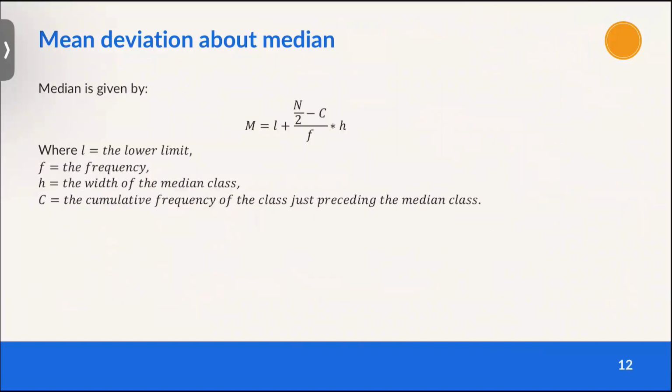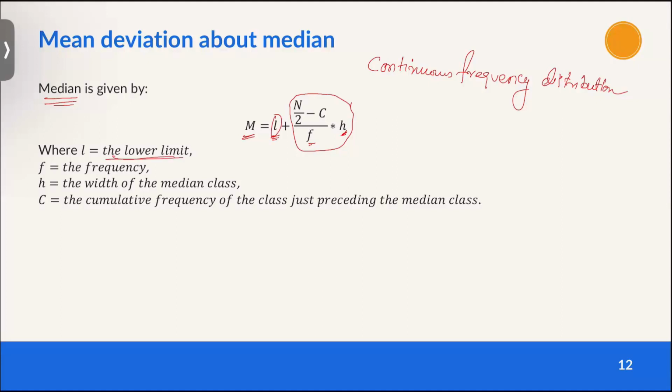So we'll see one example of how to calculate the mean deviation about the median of the data. You see, this is the formula to calculate median for a continuous frequency distribution. M is equal to small l plus, n by 2 minus c, by f, into h. You may get confused about what this is, but it is not very difficult. First we'll talk about what this expression means. First, L. L says lower limit. So what is the lower limit?